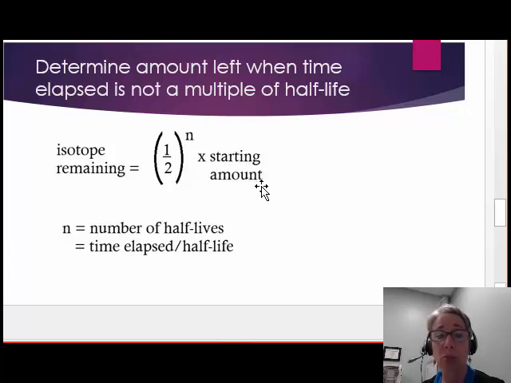The starting amount can be either mass or activity. And n is equal to the number of half-lives, which we obtain by dividing the time elapsed by the half-life. Your calculator can handle the math if n is not a whole number.